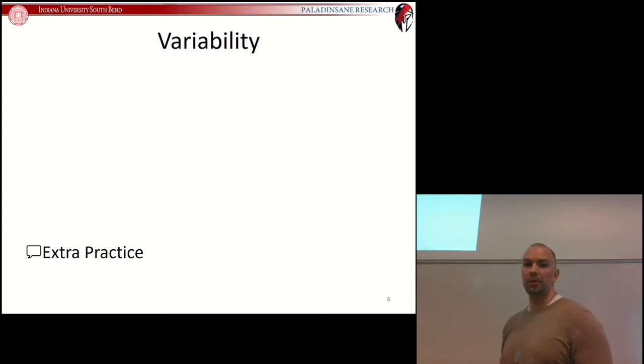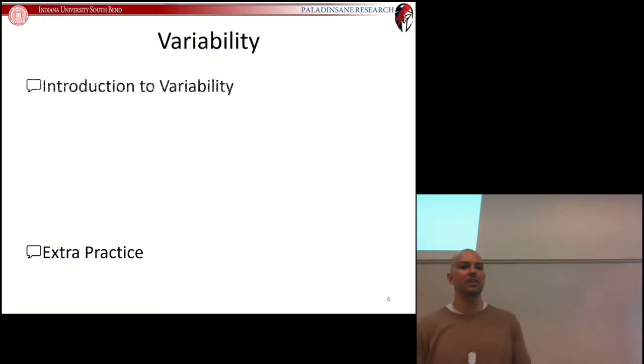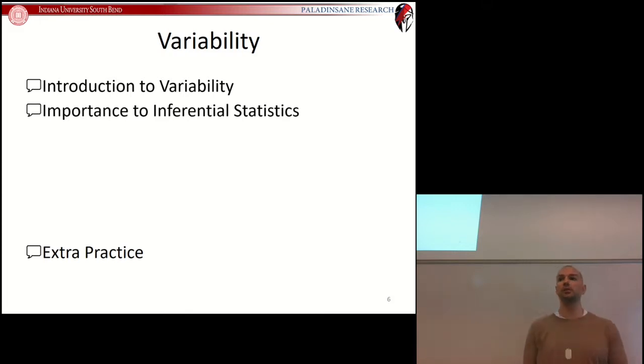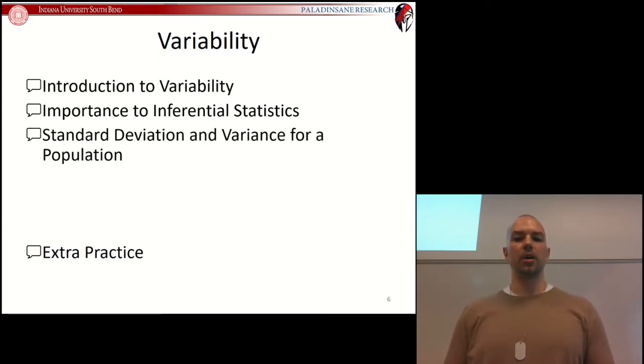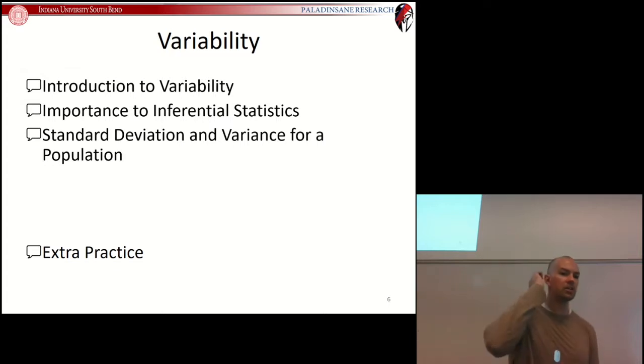All right, so there will be extra practice, but before we get to that, introduction to variability. I will mention its importance to inferential statistics. So when we finally get to start doing the cool stuff about testing psychological data, we're going to be using variability. And then we're going to learn how to calculate the standard deviation and variance for a population. This is what you're going to be using for your homework and for your post-test and pre-test at this point when you're doing variance and standard deviation.